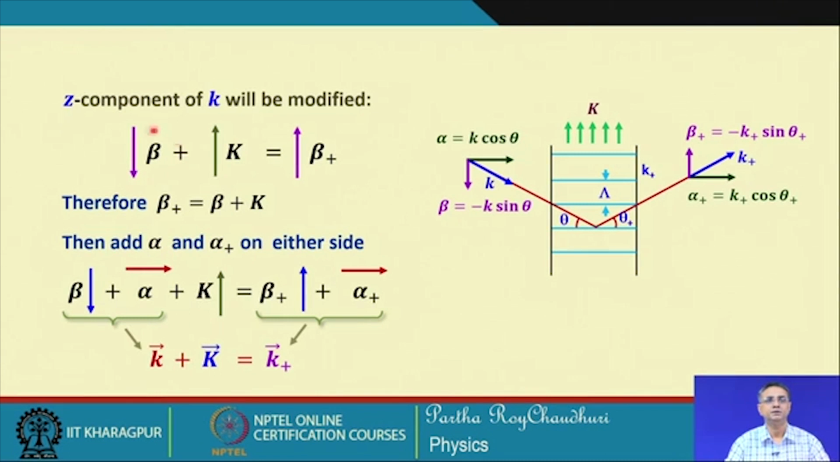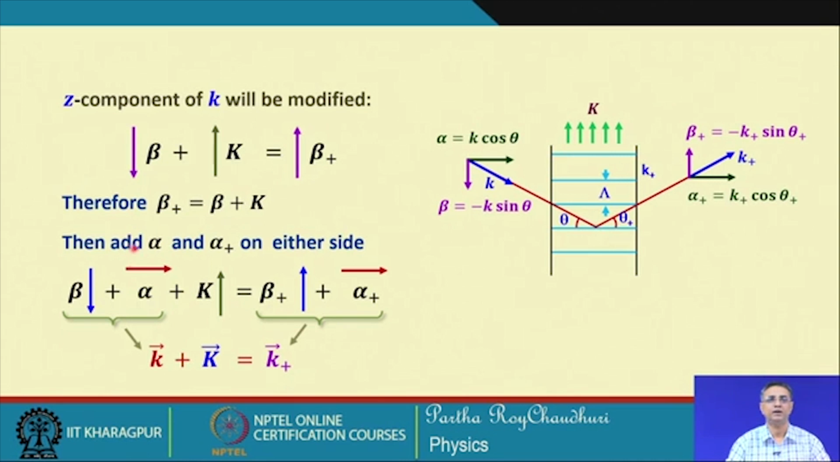Therefore, the z component of k will be modified. This was the z component of k, that is beta, and this is the z component of k, that is beta plus. Here again this mistake is there, this will be plus. So, this beta will be modified to beta plus by the addition of this k vector which is along this direction. So, we put them in the order: beta plus this k vector is equal to beta plus vector. Therefore, beta plus is equal to beta plus beta k, and this is the relation.